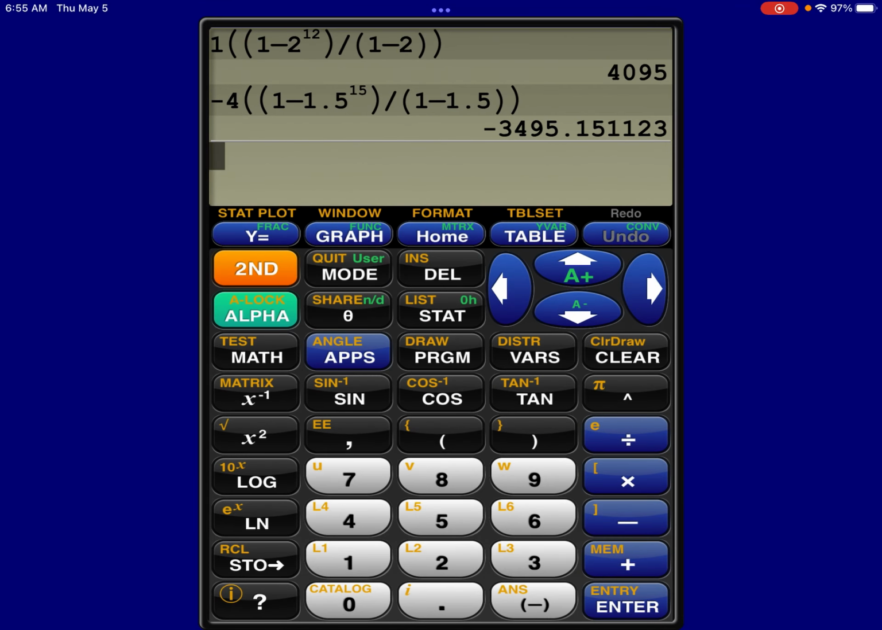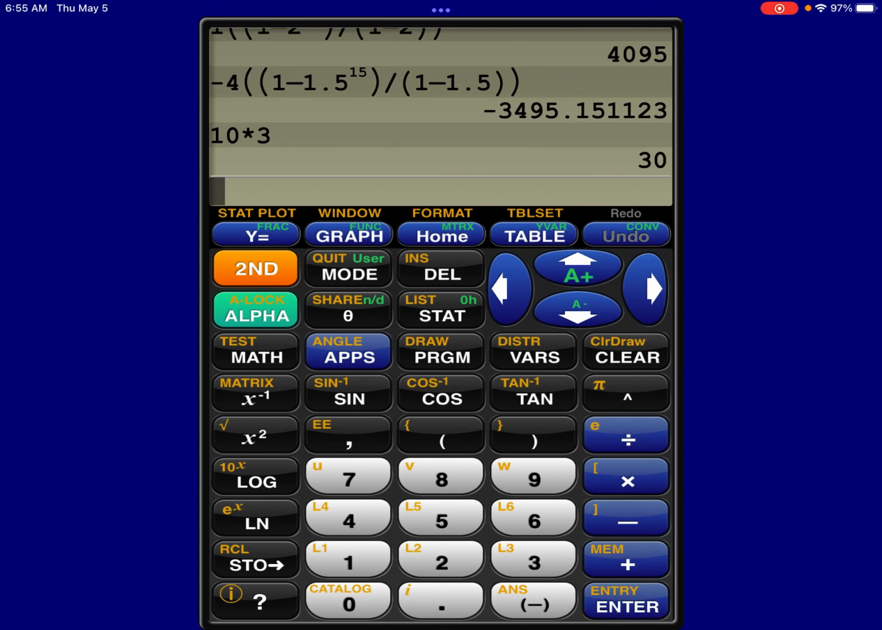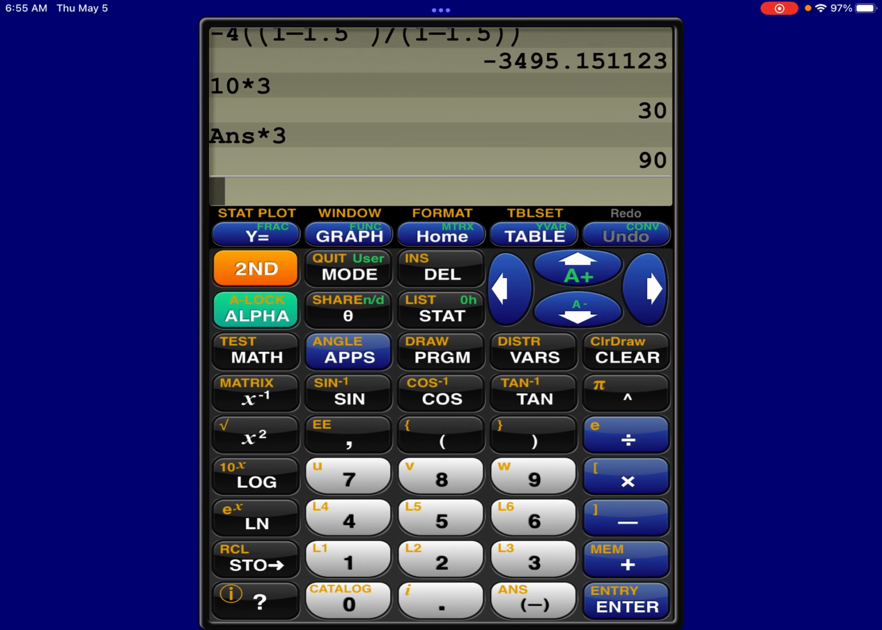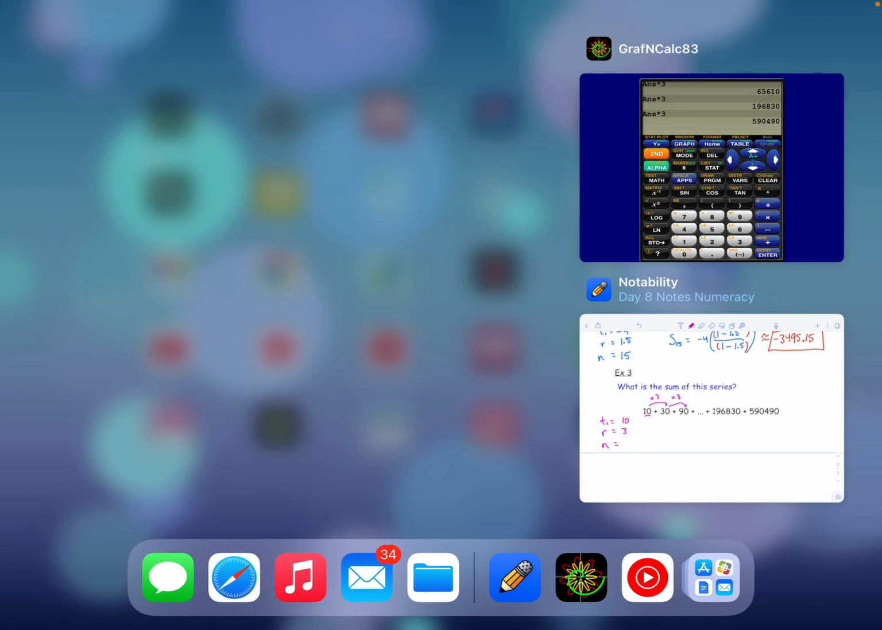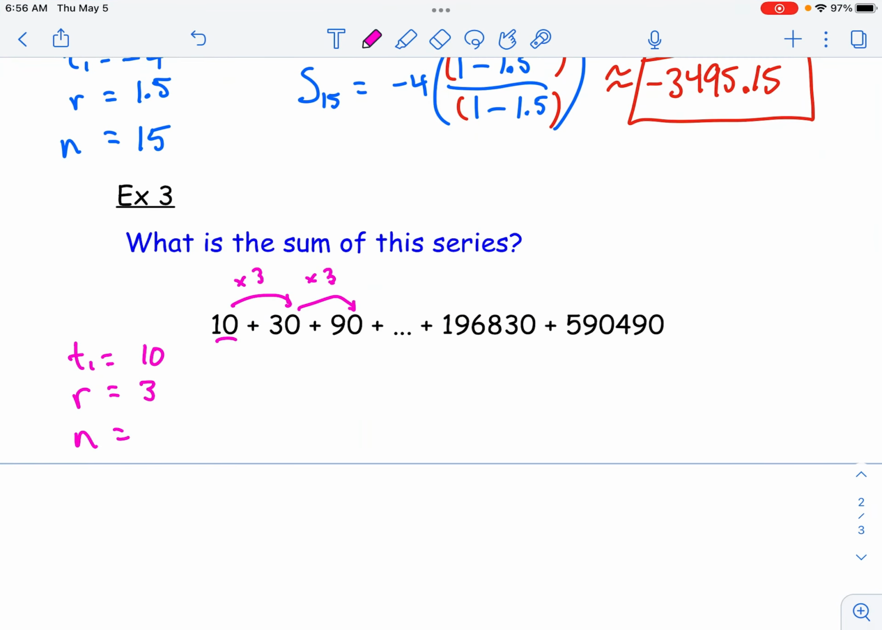So we're going to do 10 times 3, and that gives us 30. And we're going to times 3, and that gives us 90. So we're on term 3 so far, right? 10 is the first one, 30 is the second one, 90 is the third one. 4, 5, 6, 7, 8, 9, 10, 11. So the last one in our sequence is 590490. So this is the 11th term. That means that n is going to be 11 in this case.